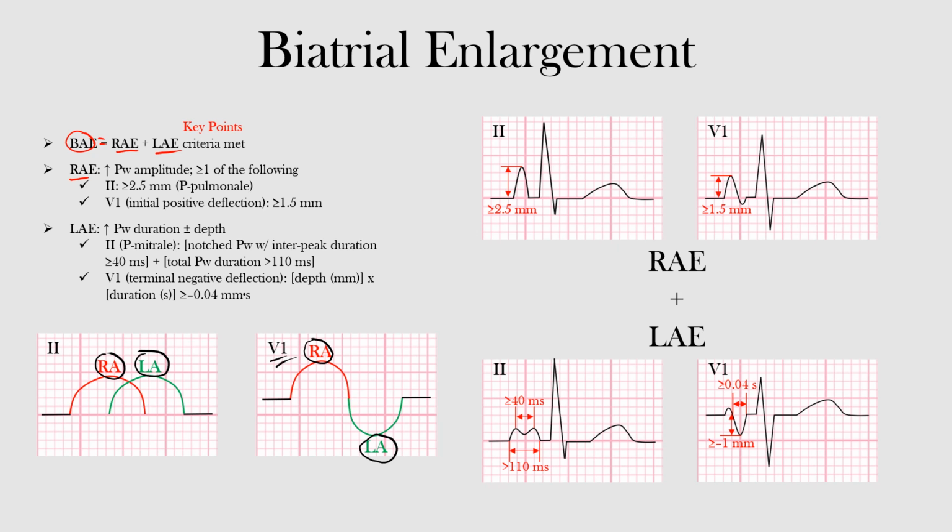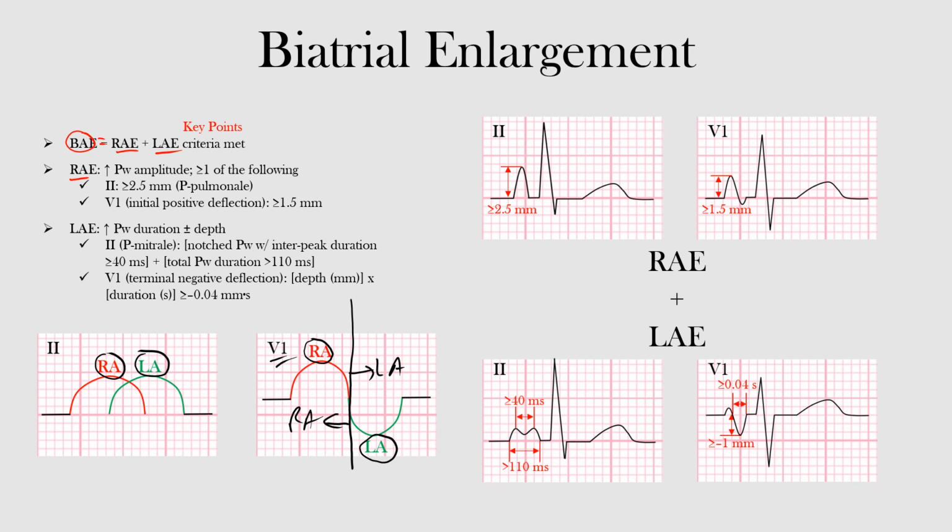And V1 is a great lead. It represents the short axis view of the heart, especially the atria, so we can see problems on here with the right atrium and on the right side with the left atrium. Okay, so now back to right atrial enlargement, we're seeing an increase in P wave amplitude, and we need at least one of the following.